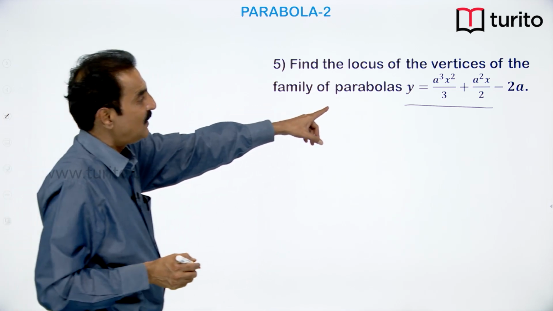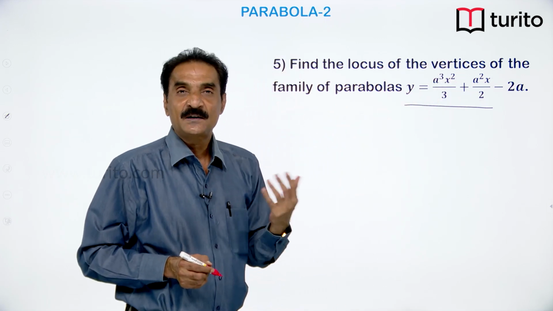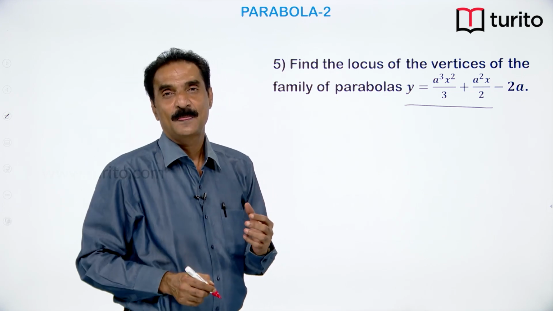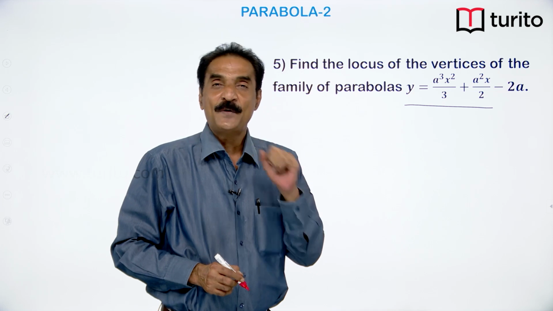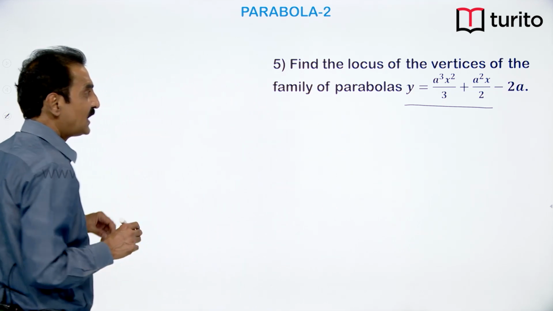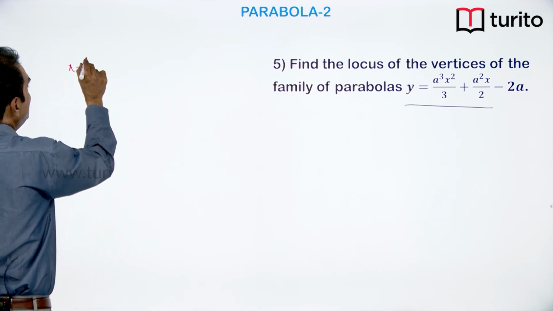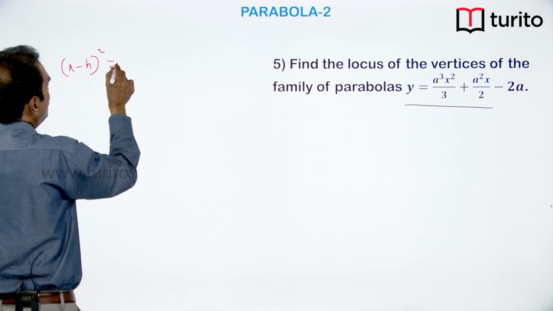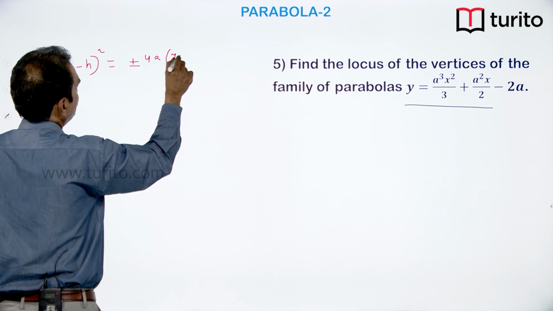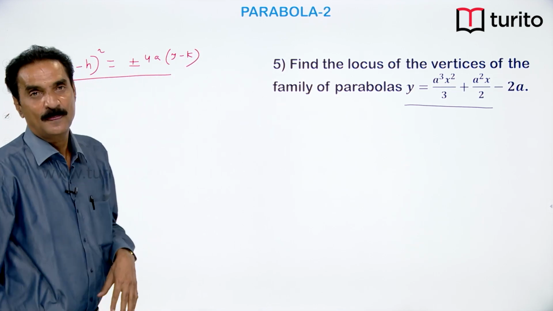It is a parabola of the form y is equal to quadratic in x. It is what kind of parabola? It is a parabola having axis parallel to the y axis. How to find the vertex of that parabola? We have seen in the previous question. We have to convert that equation into this form: x minus h whole square is equal to plus or minus 4a into y minus k. We have to write that equation in this form.